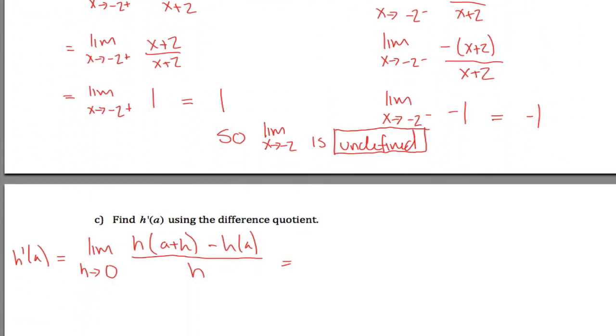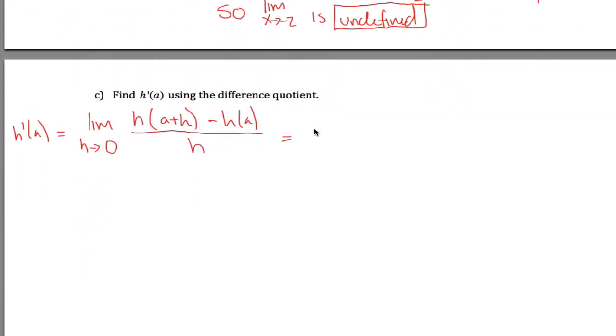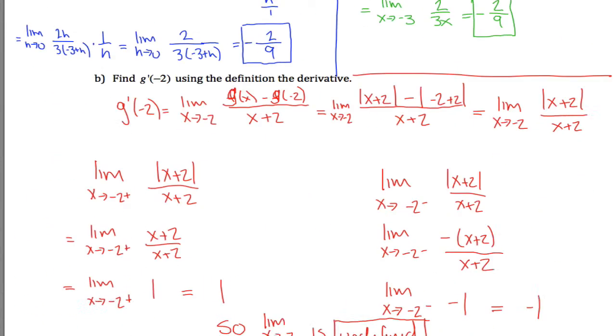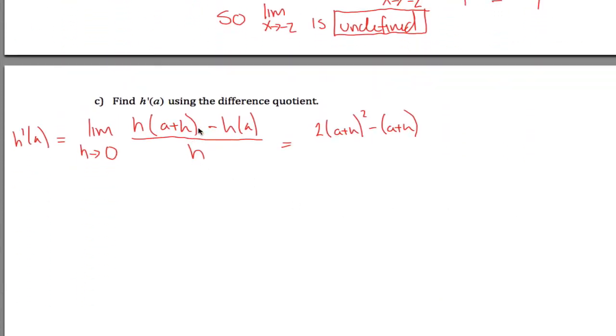All right, I guess I'll keep going. So h of a plus h will be 2 times (a plus h) squared minus (a plus h). I'm just copying this thing, except instead of writing the letter x, I'm writing a plus h. And then from that, I want to subtract h of a, which is just 2a squared minus a. And I want to divide that whole thing by h, and remember that really what I'm figuring out is the limit as h approaches 0 of this thing.